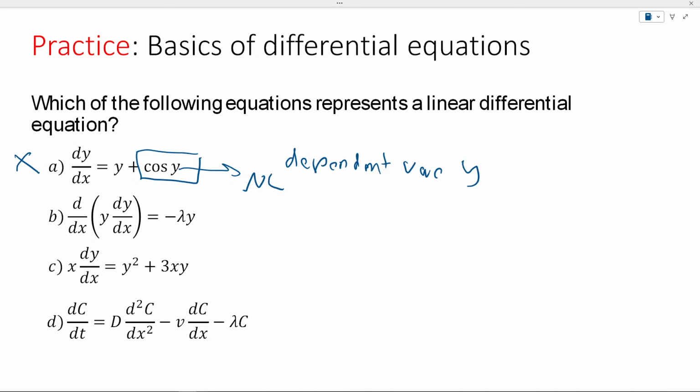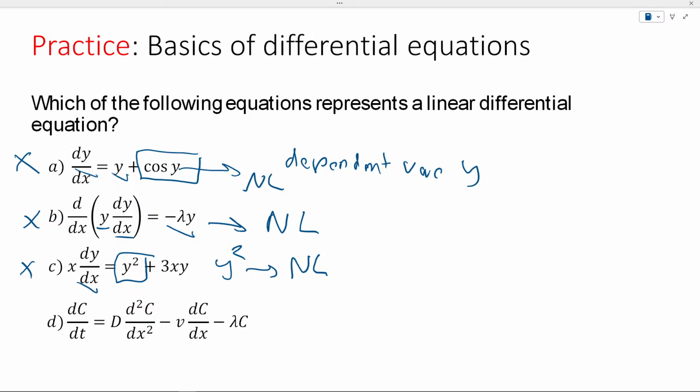How about this guy? Here I have my dependent variable multiplied by its derivative. So this is nonlinear. Here, this is linear, but this is nonlinear because I have my function and its derivative. So this is wrong. How about this guy here? This guy here is linear. This is nonlinear because I have y square. So this is wrong.